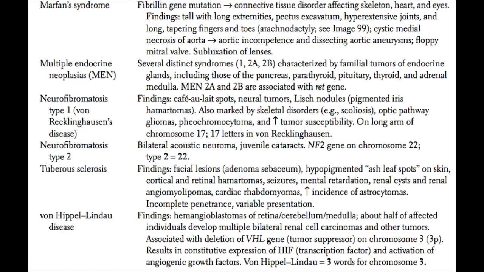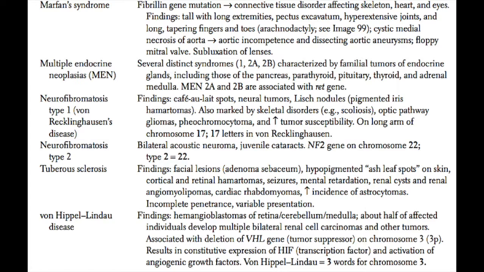It's a mutation in the gene for fibrillin. It causes a tall, lanky kind of body habitus. They have long extremities and fingers. They can have pectus excavatum and cystic medial necrosis of the aorta, which leads to aortic dissection as well as aortic insufficiency and mitral valve regurg.